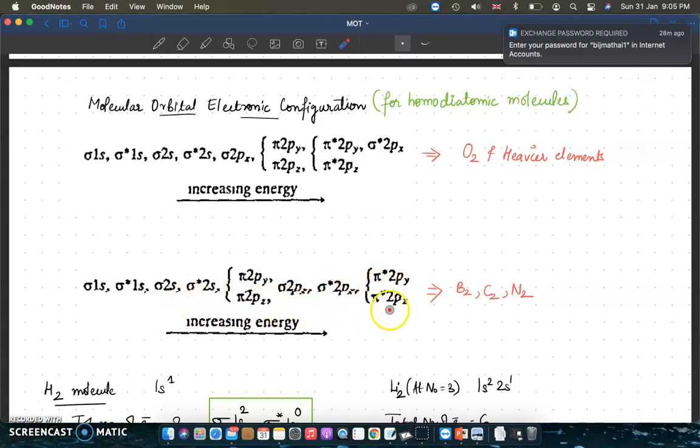So this electronic configuration is only for B2, C2 and N2. For the rest of the atoms you can follow the earlier electronic configuration. Only for B2, C2 and N2 you have to remember there is a slight change in the order of energy.